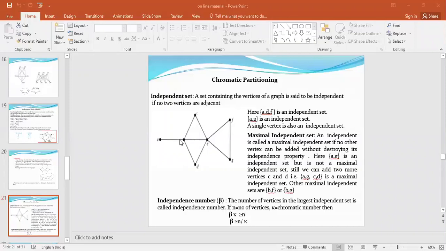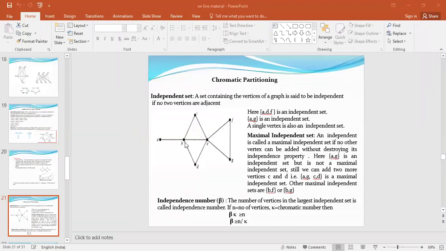Next, if we are taking B, with respect to B, what other vertices could be added to this maximal independent set? We can't include A because A and B are adjacent. We can't include C, B and C are adjacent. We can't include E, D. We can include B, F. Yes, B, F is an independent set. And moreover, it is a maximal independent set because no other vertex can be included in this set.